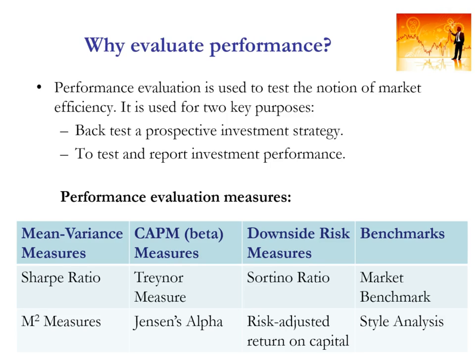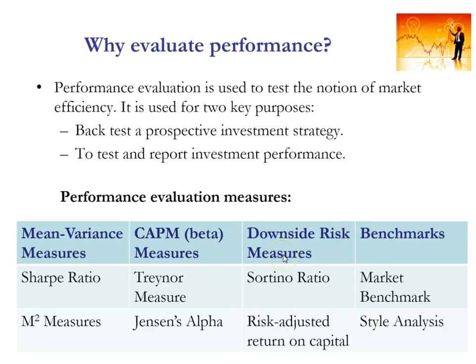So when we go about evaluating performance, there's a range of different measures that we might use. We can use measures that in all instances are looking at this trade-off between risk and return. However, there are different ways that risk and return are measured across those different evaluation measures. So first of all, the first group of measures look at mean variance measures. In these measures, they're looking at the trade-off between returns and risk as measured by standard deviation of returns. And those measures are the Sharpe ratio and M-squared measure. The second group of measures look at the trade-off between returns and risk, whereby risk is measured as beta. So we call these CAPM measures. And those measures are the Treynor measure and Jensen's alpha.